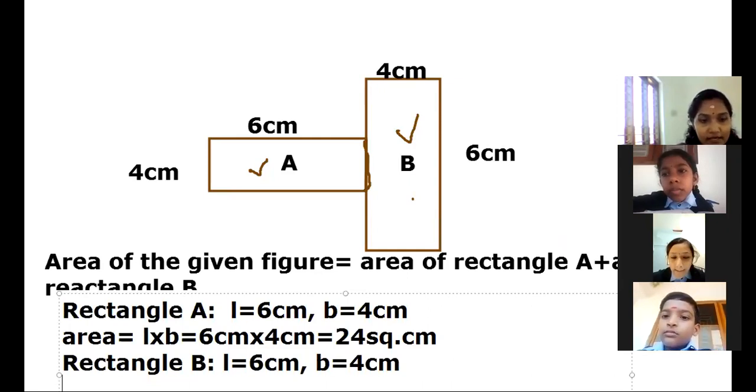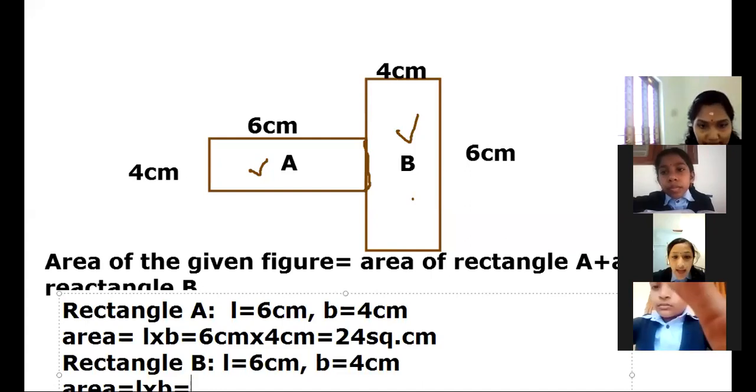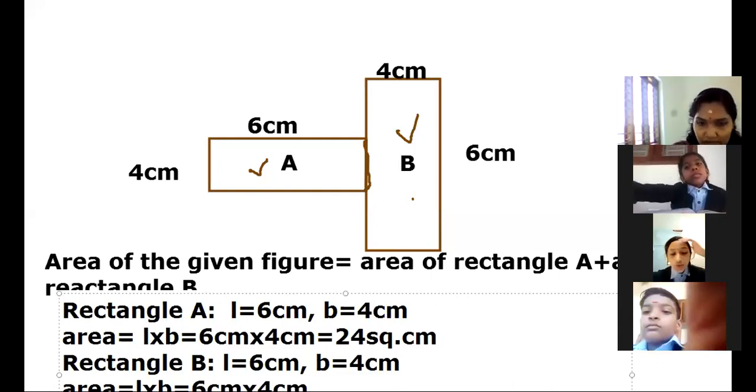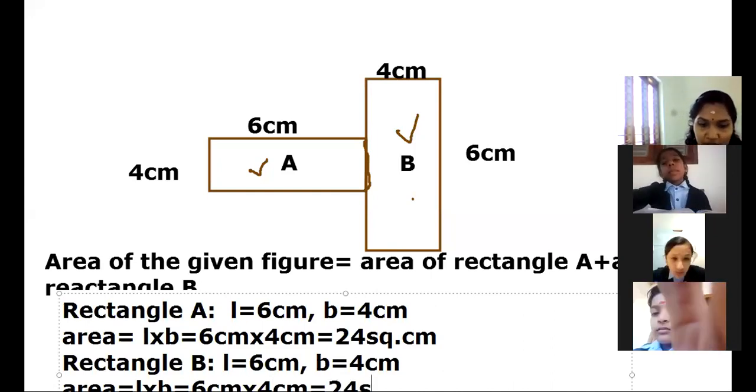Then area is equal to L into B. L into B is equal to 6 centimeter into 4 centimeter. That is equal to 24 square centimeter. Is it over now?